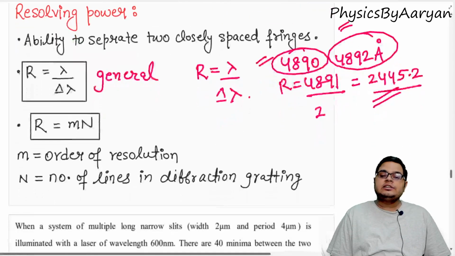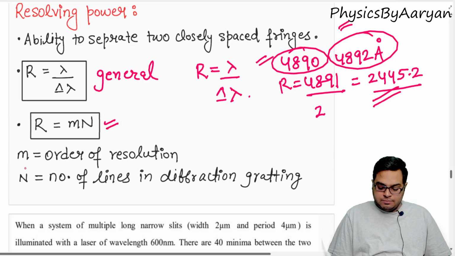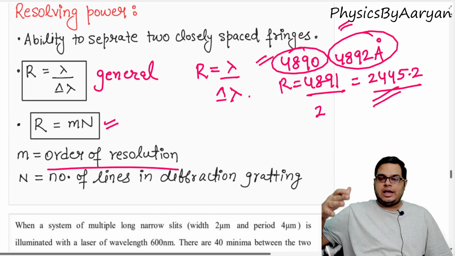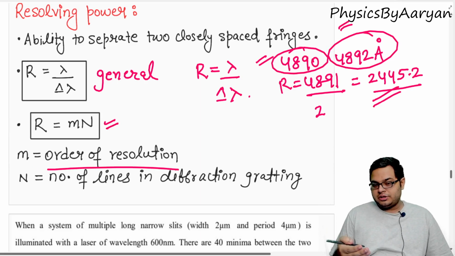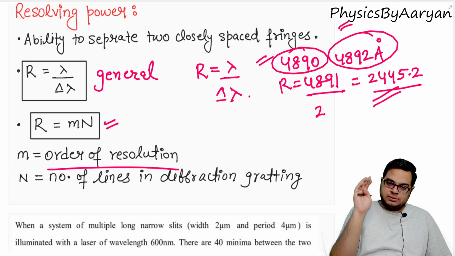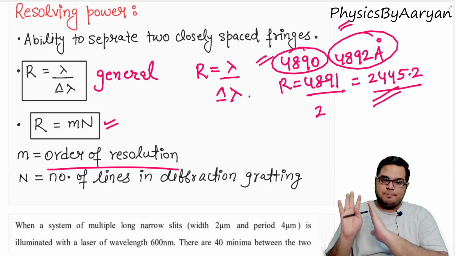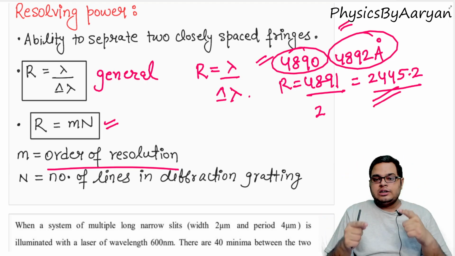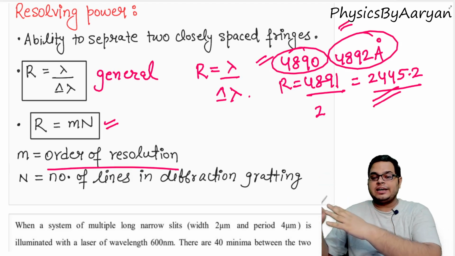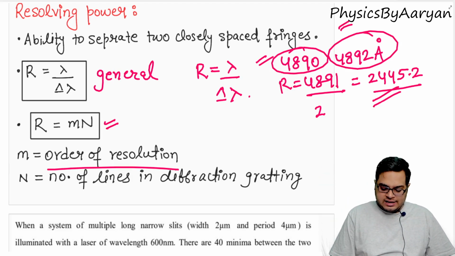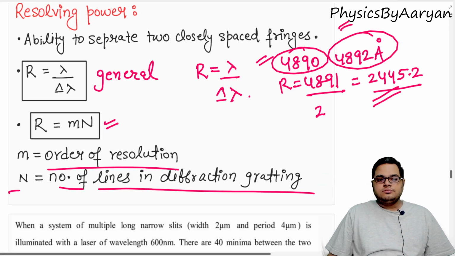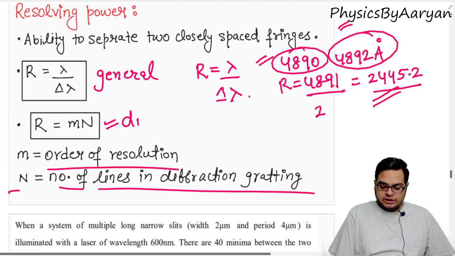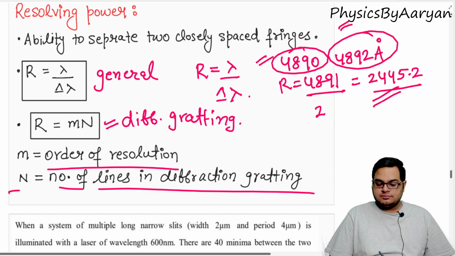In the diffraction grating, there is another formula, which is known as mN. M is the order of resolution, meaning M is 1, 2, 3. Which maxima are you talking about? First primary maxima, second primary maxima, third primary. Basically, you want to know the first order resolution, whether you are within the first primary maxima or within the second primary maxima. M is that, and N is the number of lines. So the resolving power for a diffraction grating is defined as M into N. Now this was all the data you needed for this problem.